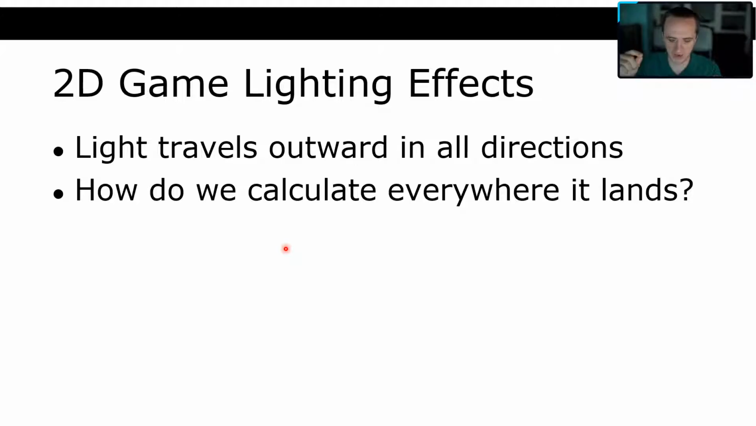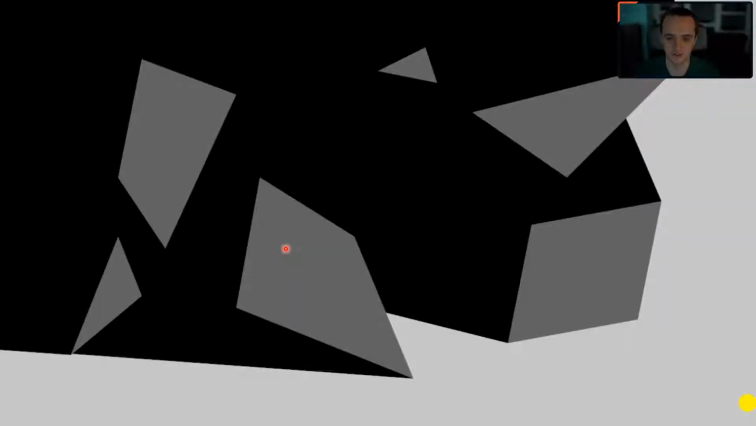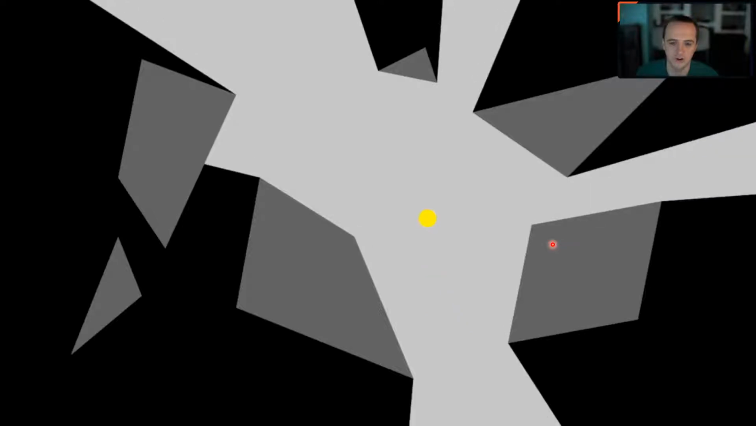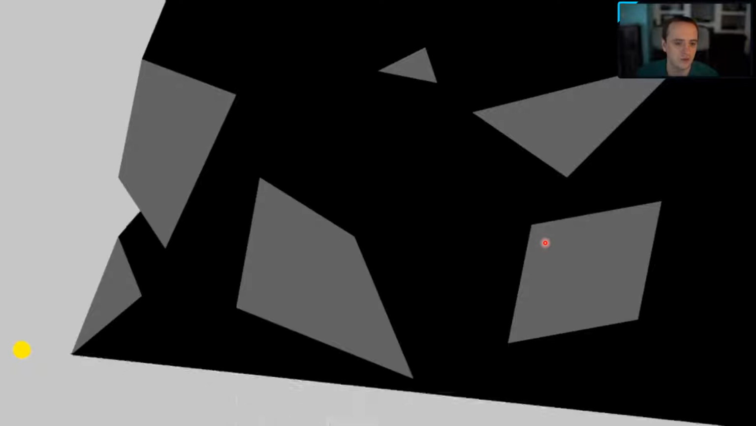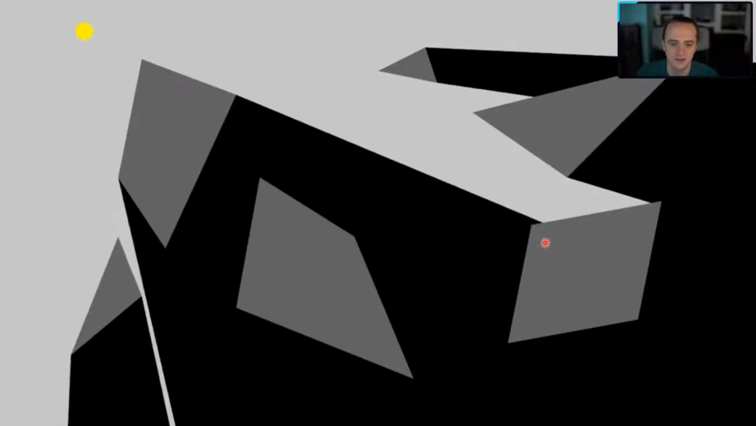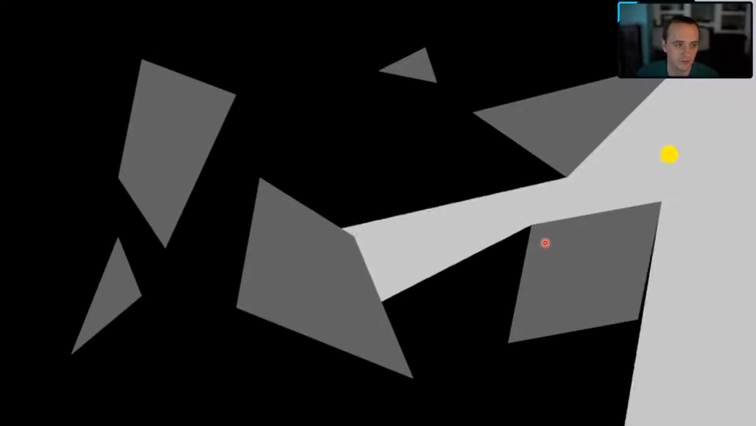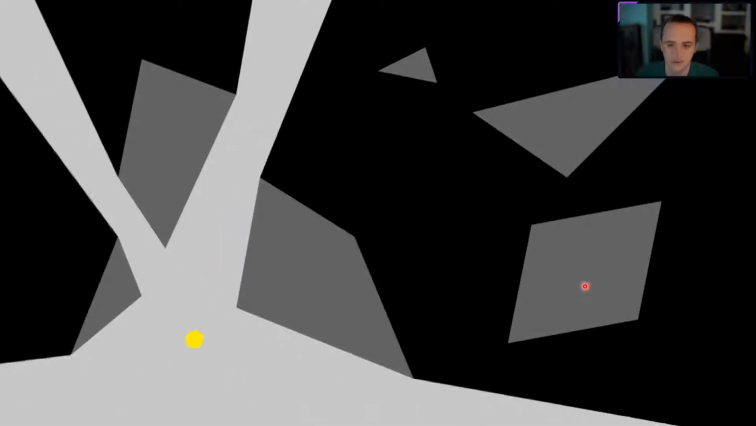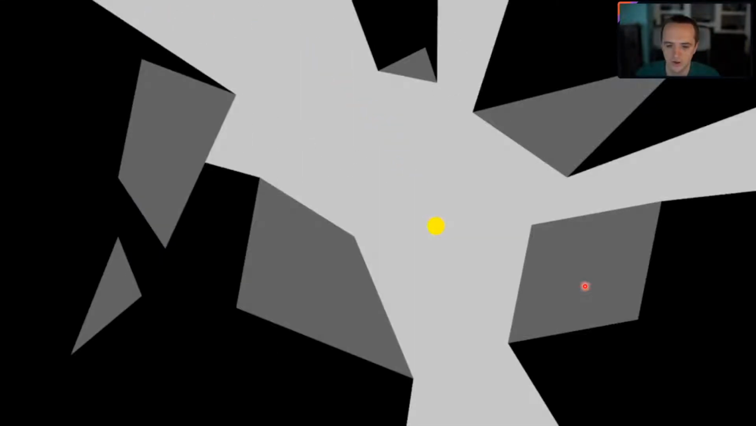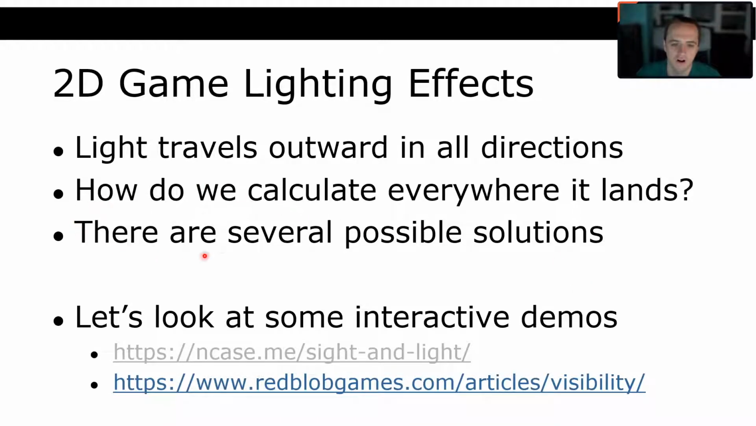Can point A see point B is a very important calculation and is used for a lot of stuff. But if we're trying to do something like this, where we're trying to calculate everywhere that light can see, how might we calculate that? That is a little bit more complicated, but we can do it with almost the math that we've learned so far.